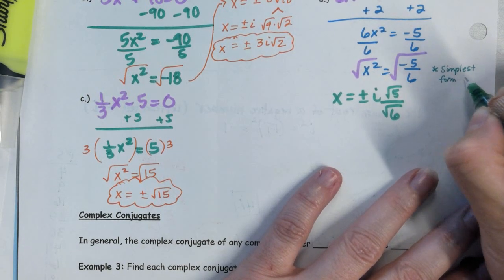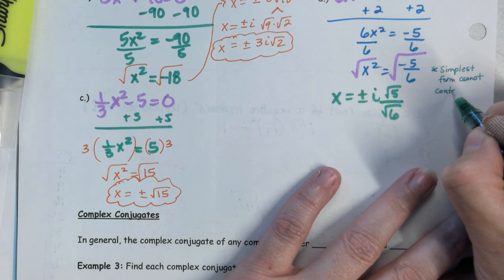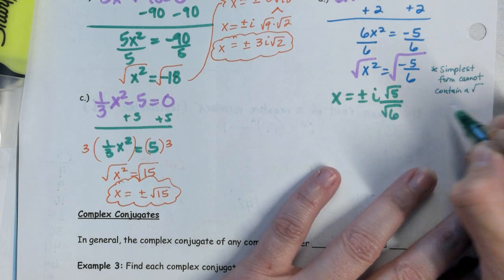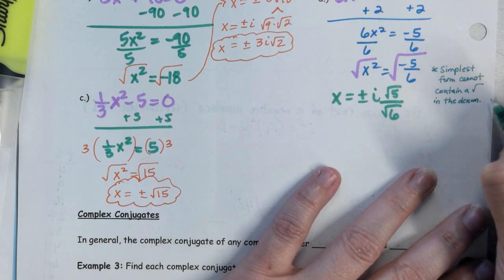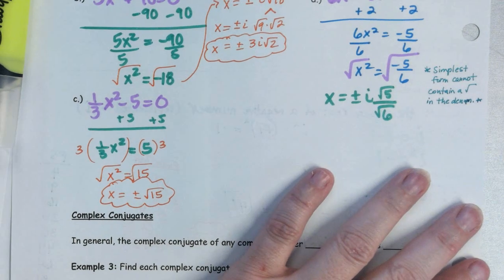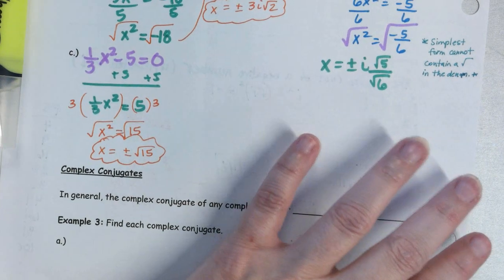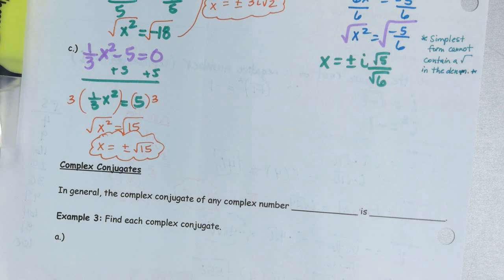Simplest form cannot contain a radical in the denom, not demon, but denom. Sometimes those words look very similar. Okay, so simplest form cannot contain a radical in the denominator. Does anybody remember what we can do so that the denominator is not a radical anymore? Yeah, Maya?